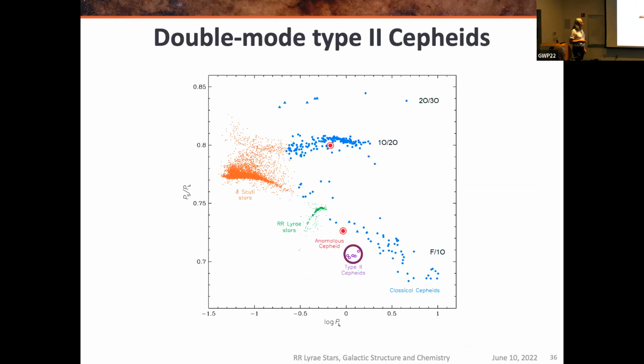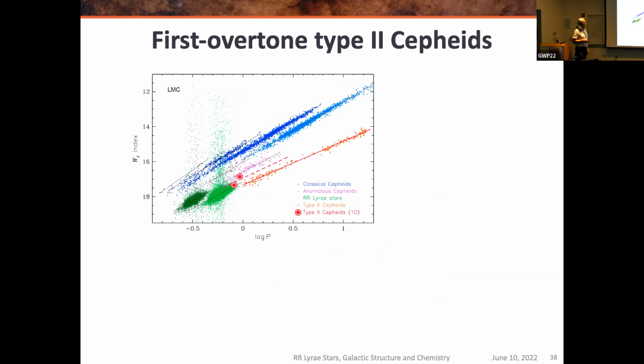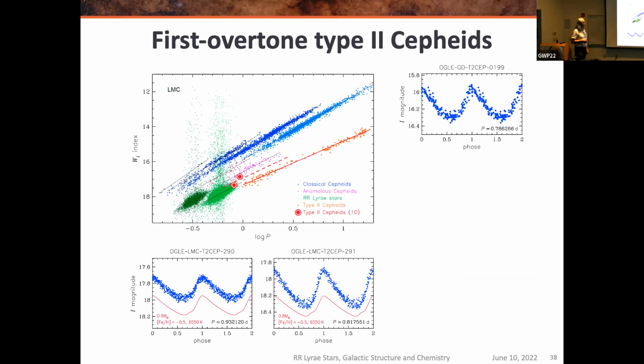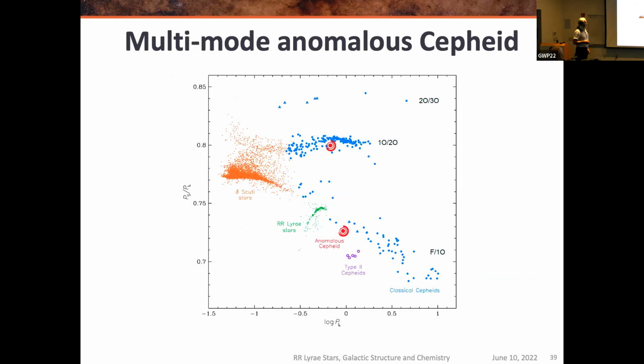We found the first type 2 Cepheids, 5 such objects, double mode type 2 Cepheids, because just a few years ago, all type 2 Cepheids were thought to be pure fundamental mode pulsators. We found the first single mode, first overtone type 2 Cepheids in the Large Magellanic Cloud, 2 such objects. They are located close to the theoretical line for first overtone type 2 Cepheids, and 3 similar light curves were found in our galaxy. And finally, we found the first one, 2 points, but belonging to one object.